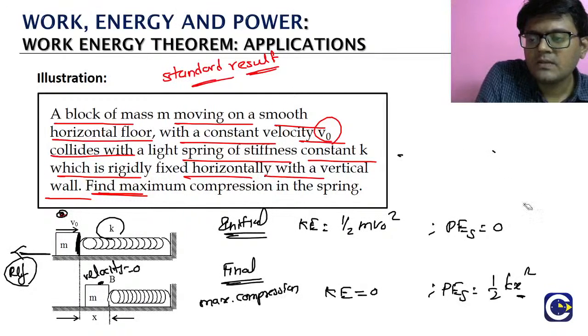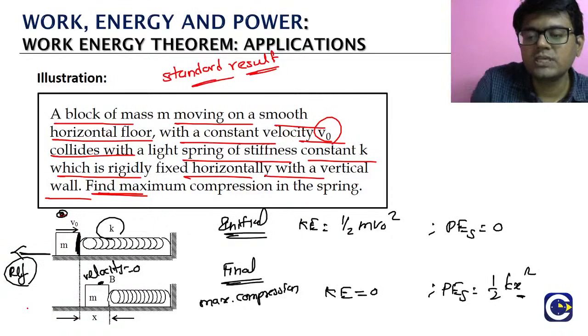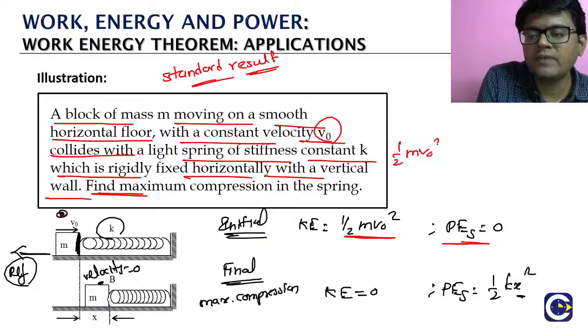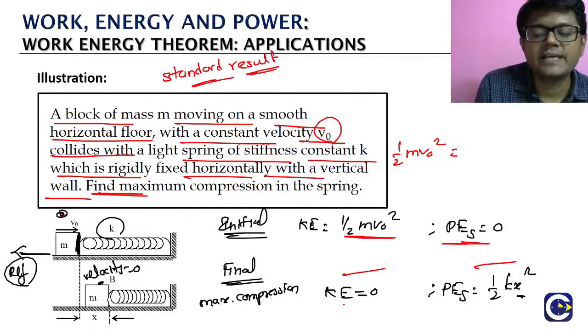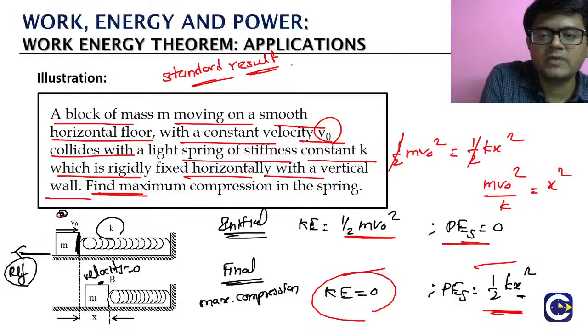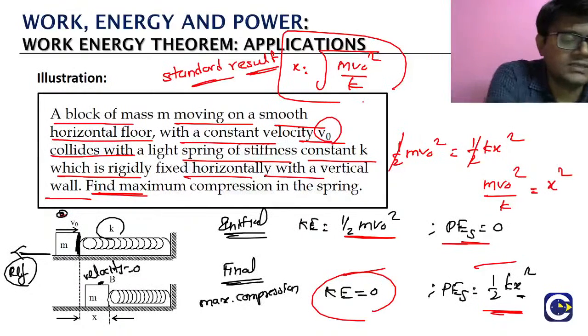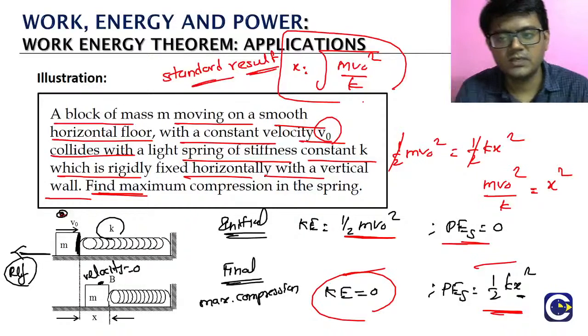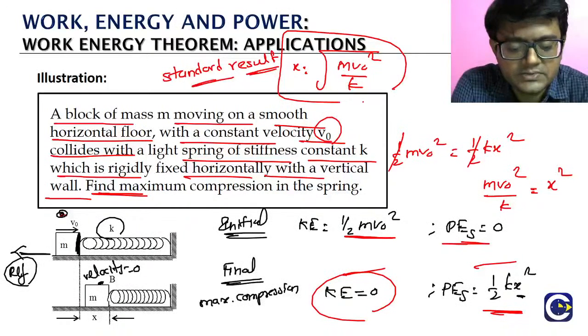Now we apply conservation of mechanical energy. Initially the kinetic energy is half m v naught square and the potential energy is 0. This equals the final kinetic energy plus potential energy. The final kinetic energy is 0, so only the potential energy term remains. Half cancels, so m v naught square by k is equal to x square. So x is the root of m v naught square by k. This is our maximum compression.